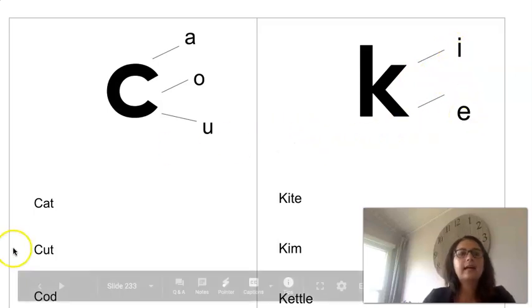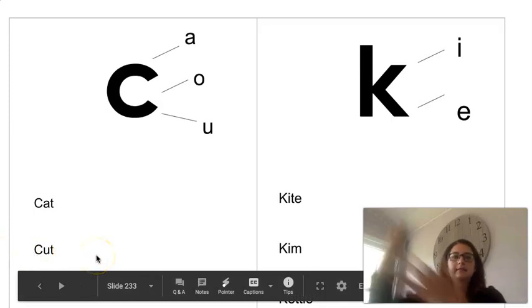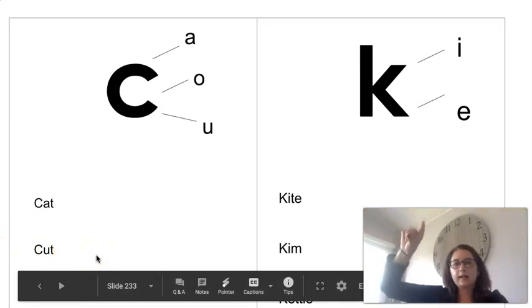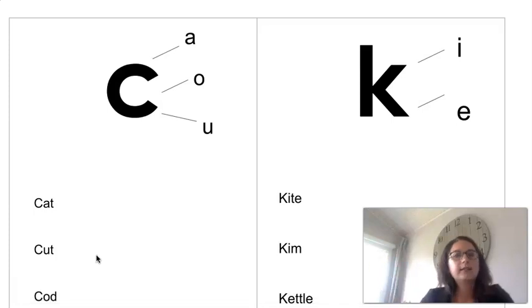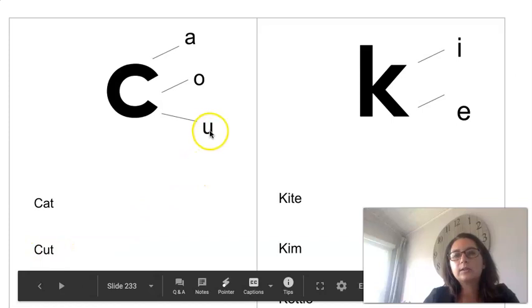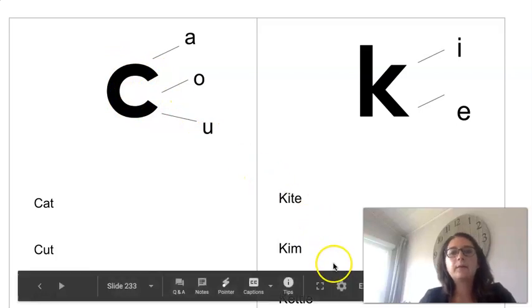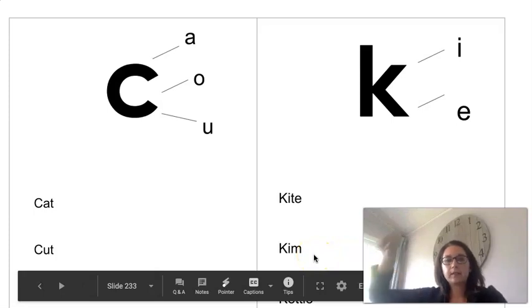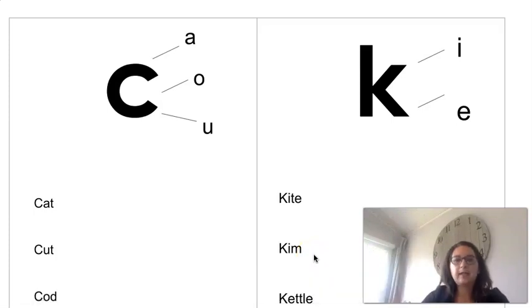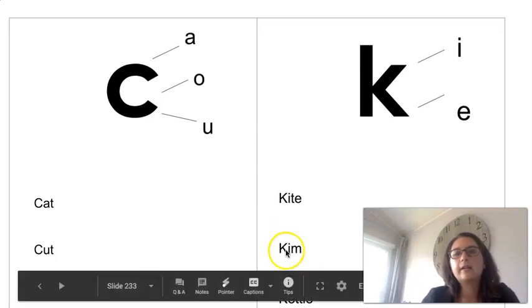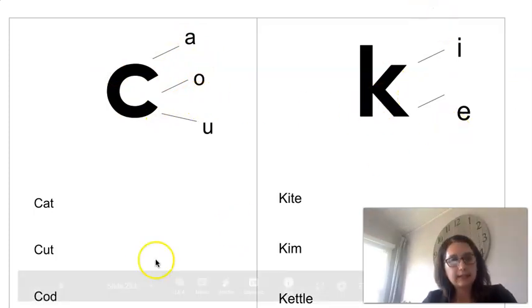Okay? So let's tap out the word cut. K-a-t. Cut. That second sound we hear is a U, so it must start with the letter C. Let's tap out the word Kim one more time. K-I-M. I hear I as my second sound, so it must start with K. C is always followed by A, O, U. K is always followed by I and E. Good work.